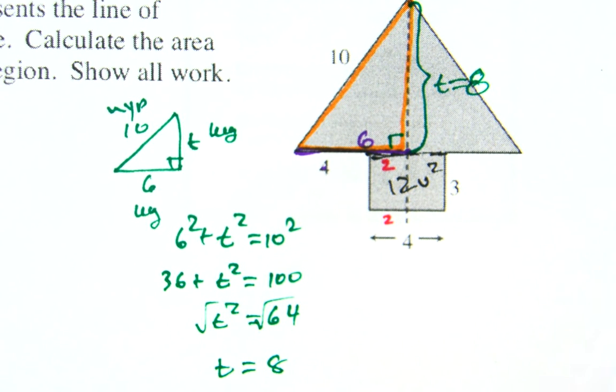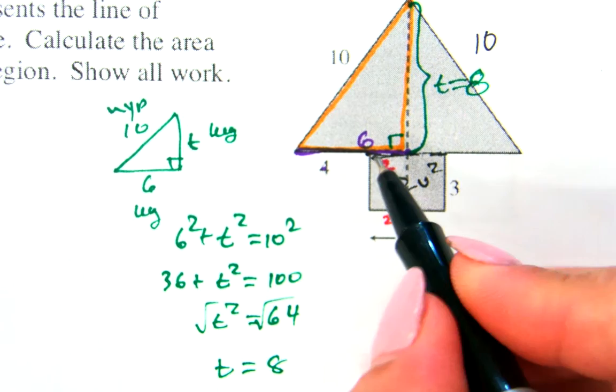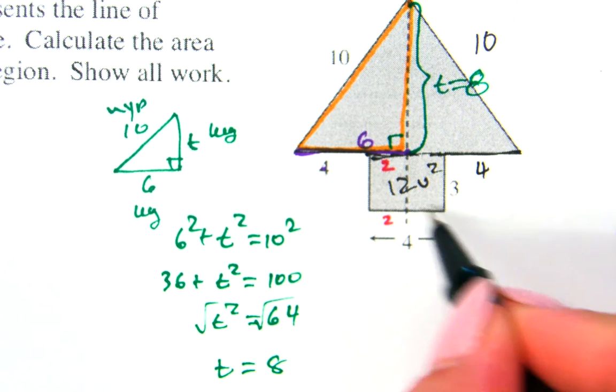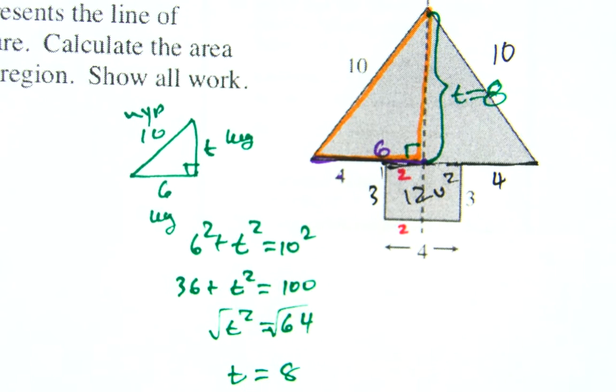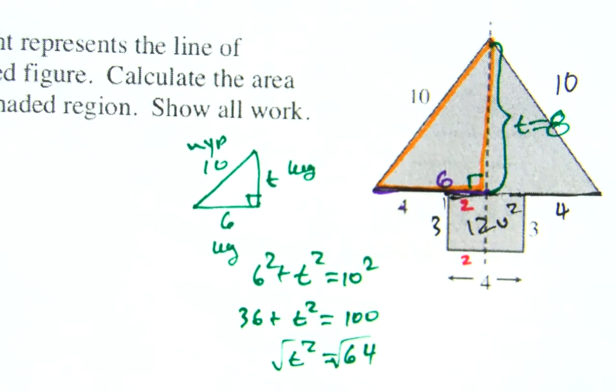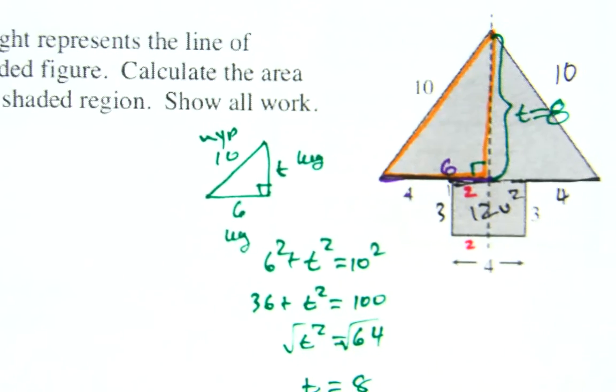So it means this part's also going to be 10. This is going to be 4 over here. That's a 3. That's a 4. This is going to be a 3. So this makes it very easy to calculate at least the perimeter. The perimeter being just the outside of the gray area. So for perimeter, we're just going to add up the outsides.